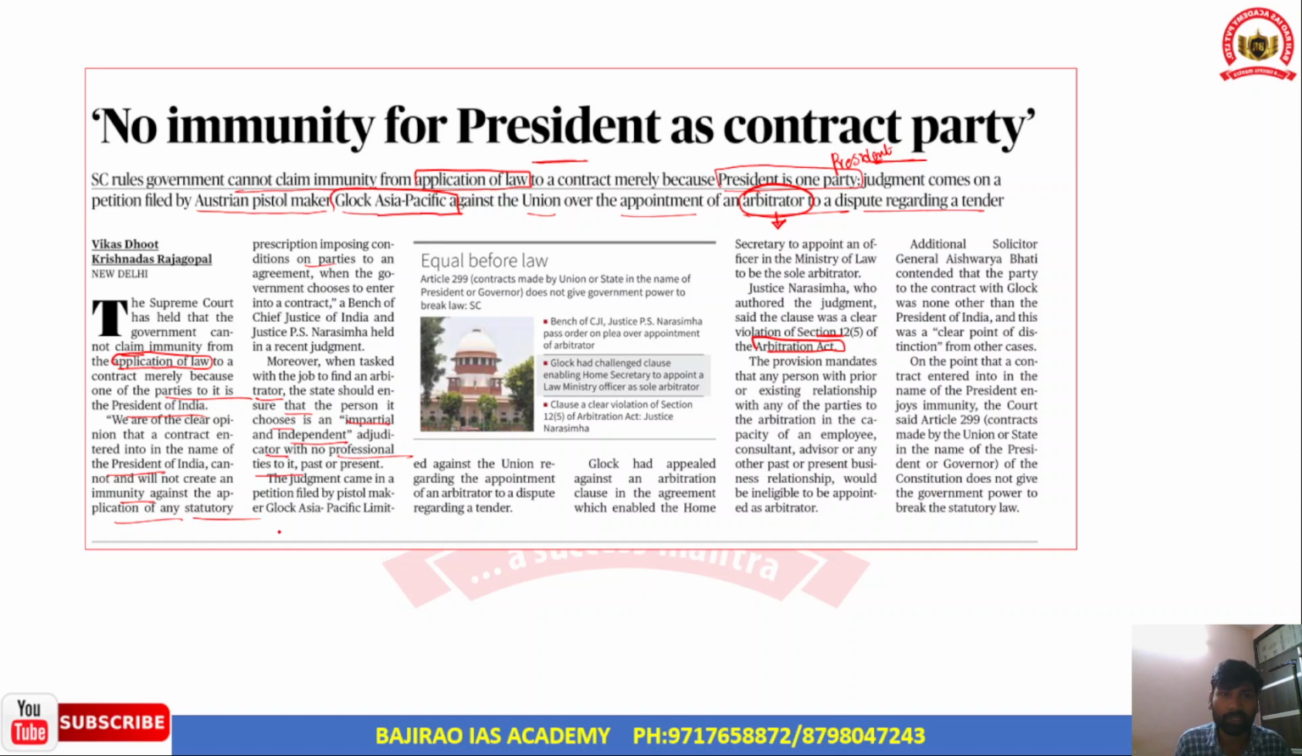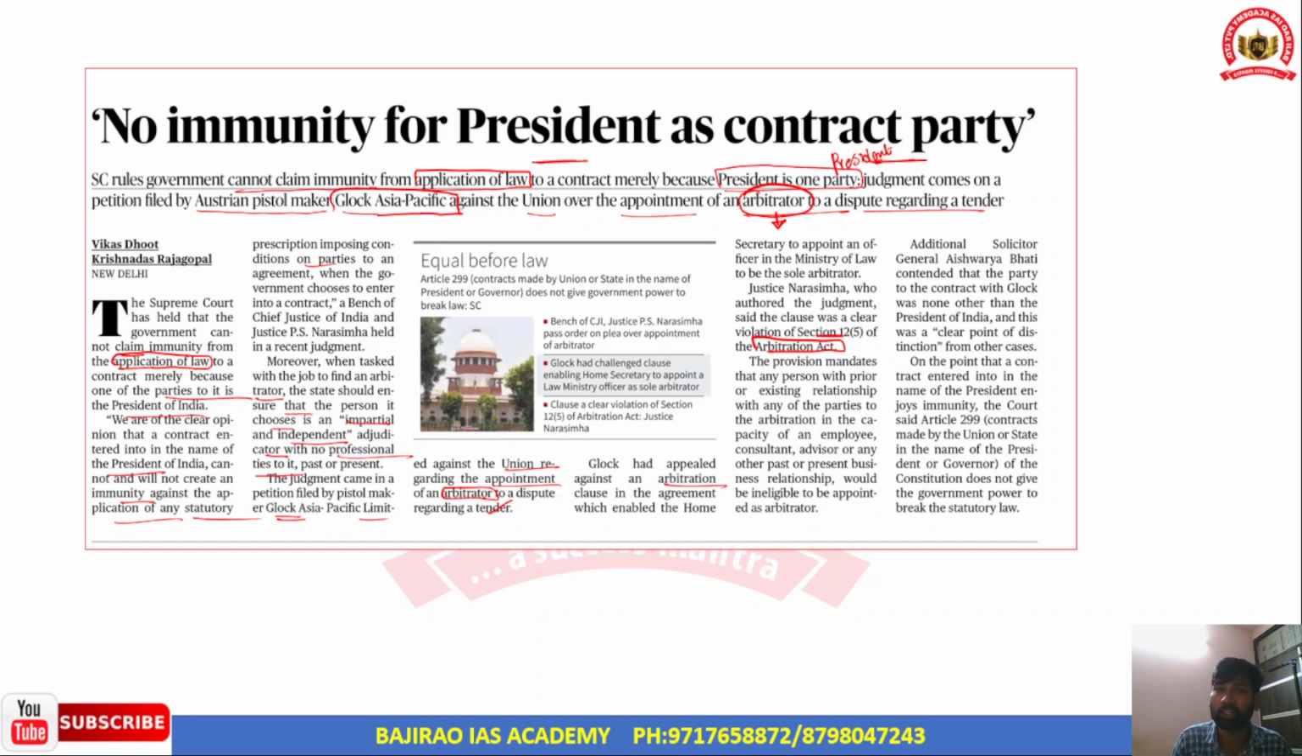So the judgment came with respect to a petition filed by Globe Asia Pacific Limited against the union regarding the appointment of an arbiter. Since the arbiter is an officer from the law ministry, he has ties with the government. Globe Asia Pacific filed a petition in the Supreme Court. So Globe appealed against an arbitration clause in the agreement.